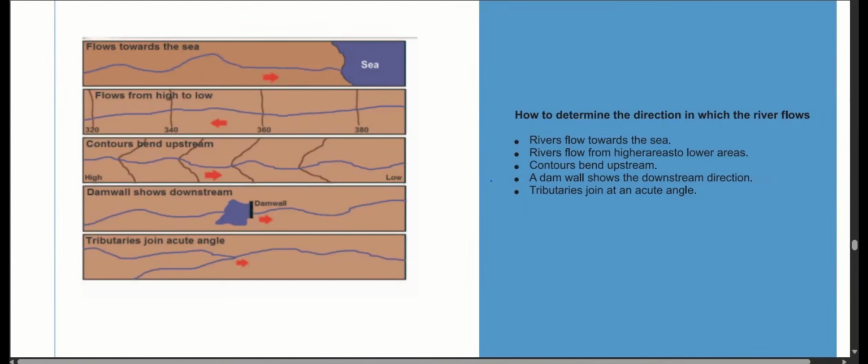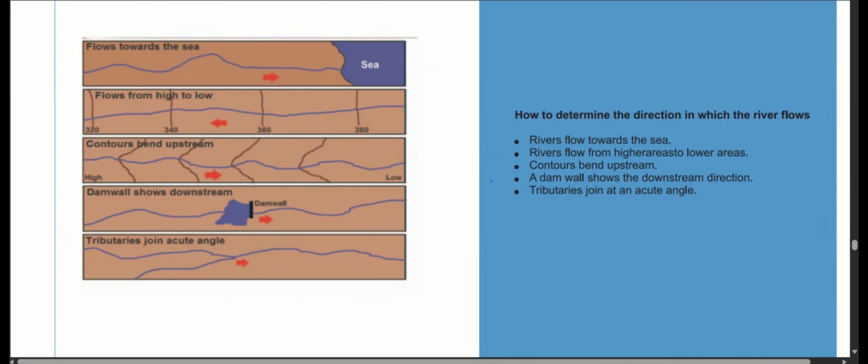A typical exam question is determining the direction in which the river is flowing. And this is the criteria, or things we use, to determine the direction of a river flow on your topographic maps in geography. So the first one is when your river is flowing towards the mouth. So we know that our rivers will always be flowing towards the mouth.